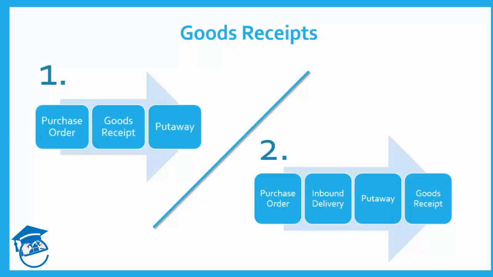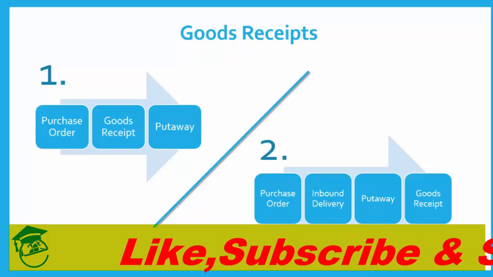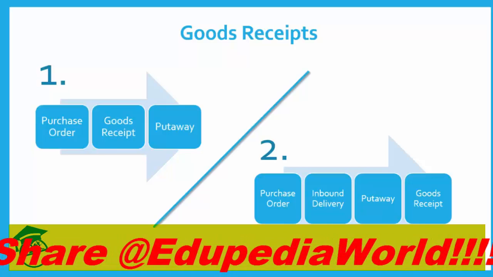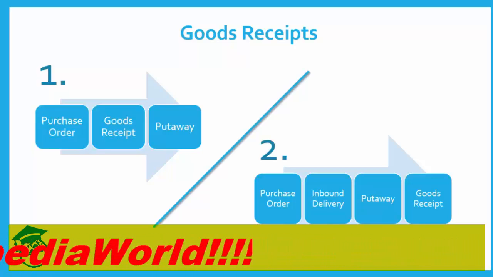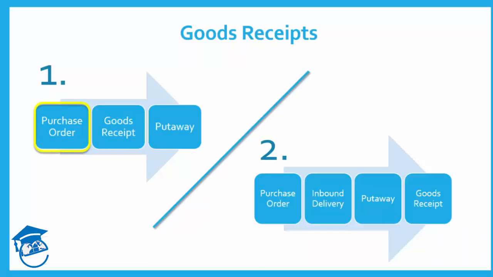We're going to compare and contrast these two methods for clarity's sake. So moving on to the goods receipt process, we need to note that there are two distinct types of goods receipt processes. Now, the first one is in which we have a goods receipt for a purchase order with subsequent put away. Note the order. We have a purchase order. We perform a goods receipt for that purchase order, and then we have subsequent put away.